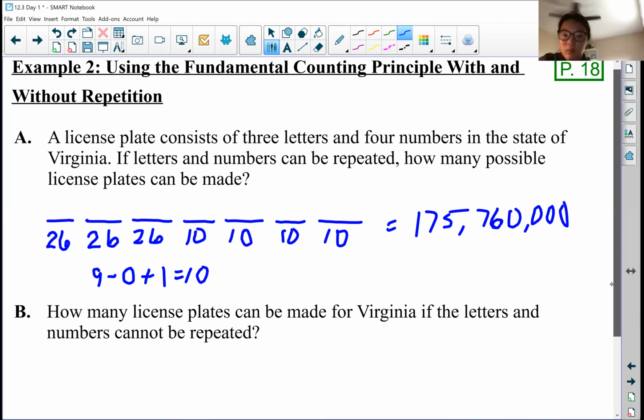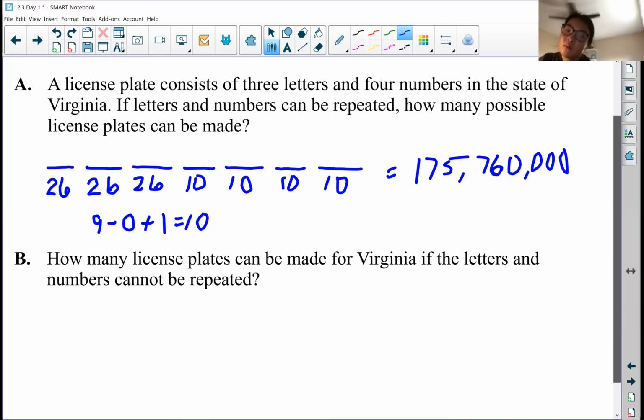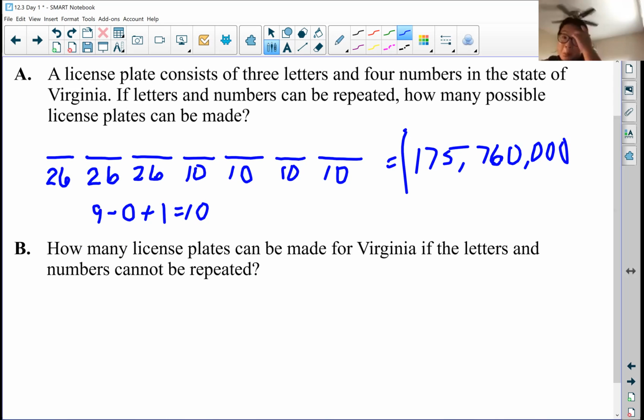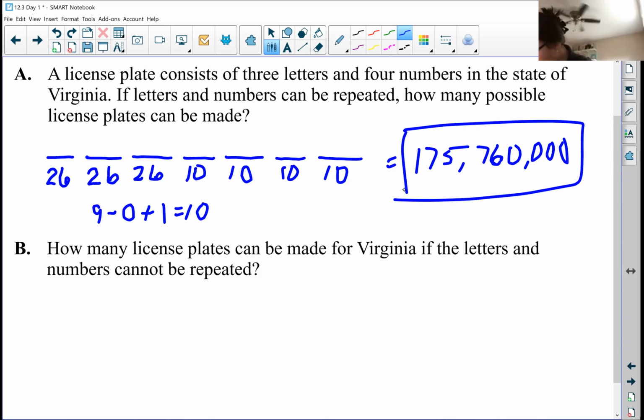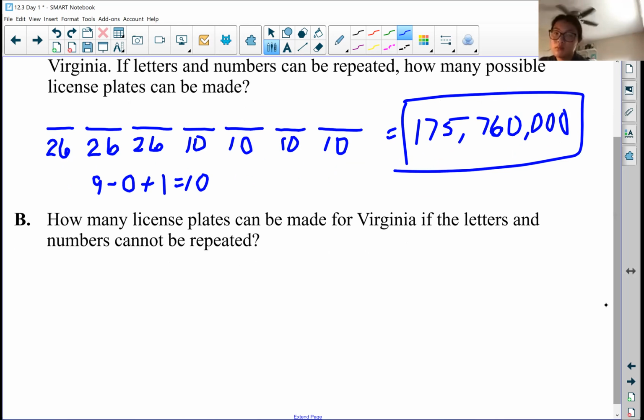All right. So that's with being able to repeat. In some states, maybe you can't repeat letters or numbers. So if in Virginia, they all of a sudden decided, you know what? We don't want people to repeat any of the letters or numbers. They've just got to pick 3 different letters and 4 different numbers. Let's take a look at that situation.